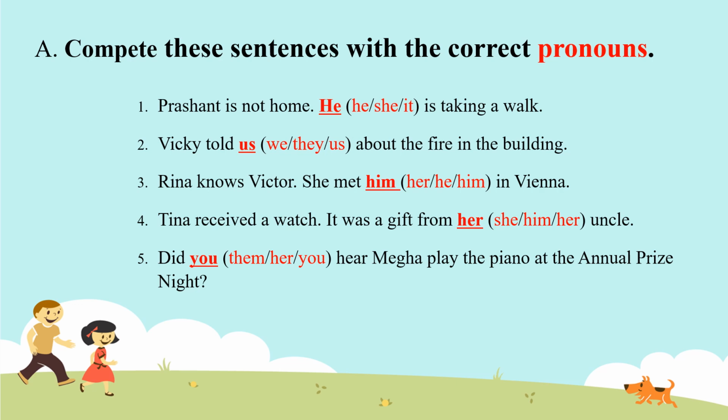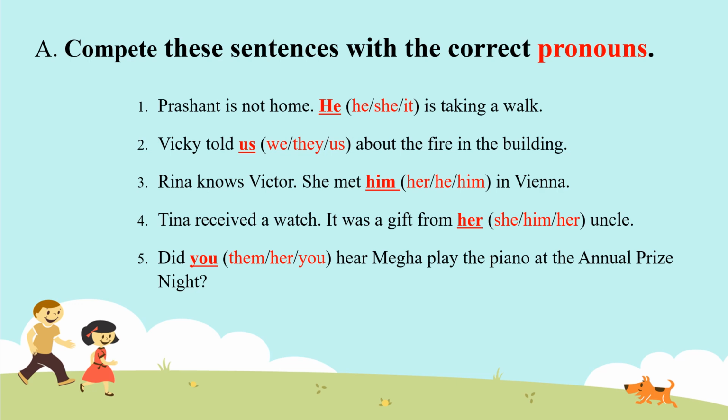Next, Tina received a watch. It was a gift from Dash uncle. This is related to Tina. So the options are she, him, and her. So the correct option is her because it is related to Tina. So the answer becomes: Tina received a watch. It was a gift from her uncle.